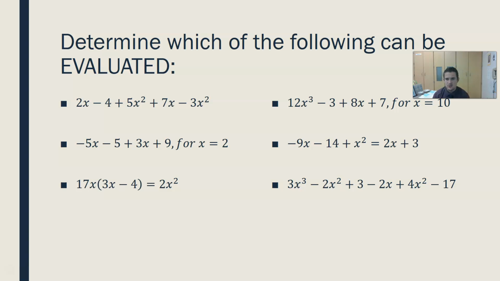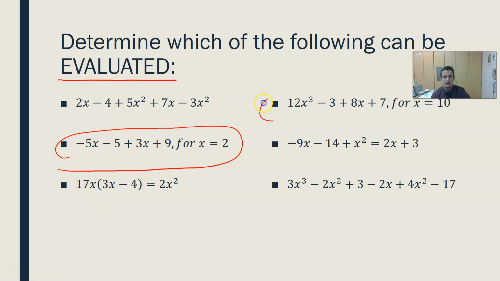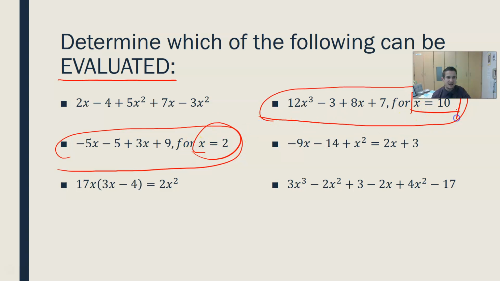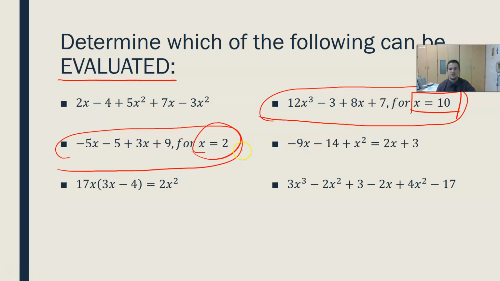So on this page, for example, I want to determine which of the following can be evaluated. So looking at all of these, if I'm trying to find the ones that can be evaluated, I'm trying to find the expressions where I'm giving you some value of x to plug in. So for example, right here and right here, those both have values of x that they are telling me to plug in to my expression. So when I have this, for x equals negative 2, when x equals 10, that means that expression has to be evaluated.